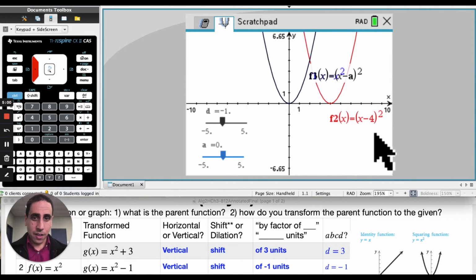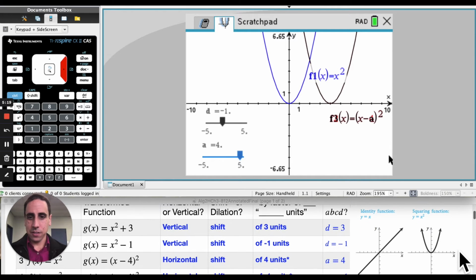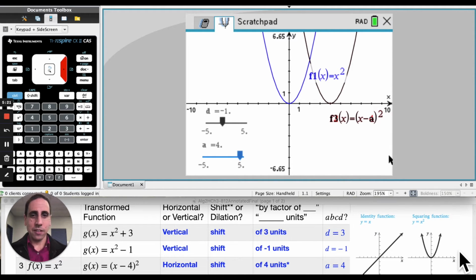You can see, depending on the A value, I can change the position or location of this parabola. It gets shifted. And let's see, 1, 2, 3, 4. Now it's completely covering the red transform function because we have an A value of 4. So this is no longer a vertical shift, but a horizontal shift. And it's a shift because it's the same shape, and it's horizontal because it's moving left or right.